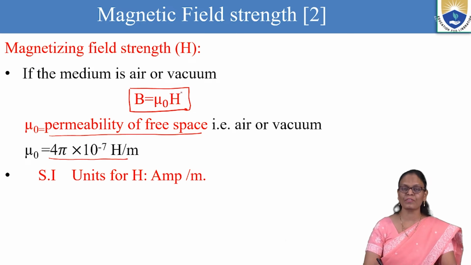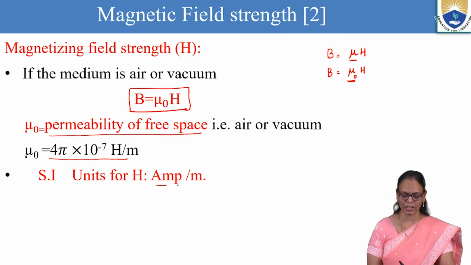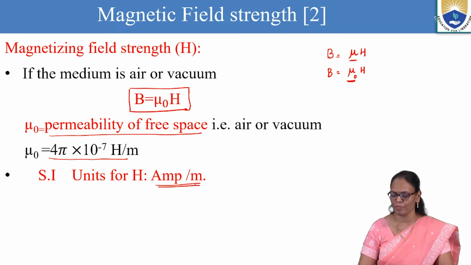So whenever we are placing it in a medium, we write B is equal to mu H, where mu represents the permeability of the medium. And when we are placing it in free space or air or vacuum, we write it as mu naught H, and mu naught is a constant, 4 pi into 10 to the power of minus 7, and the unit here is ampere per meter, same as B.